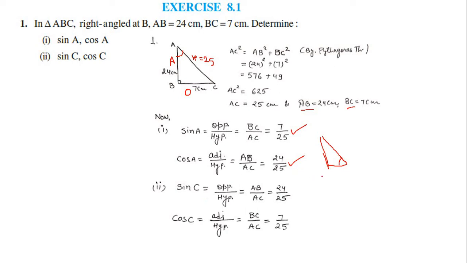So next you have to find the T ratios for angle C. Angle C is here. For this angle C, this will be opposite, this will be adjacent, and this will be hypotenuse, right? So for angle C, sin C is opposite by hypotenuse. It means AB by AC this time, so you will get 24 by 25. In a similar way, cos C will be adjacent by hypotenuse. So the adjacent side is BC by AC. BC we have 7 and AC we have 25. In this way we can calculate the T ratios for the given triangle.